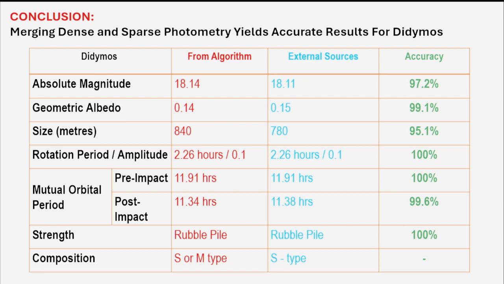And I was able to find the rotation period to be 2.26 hours, and I was also able to find the orbital period. And actually, after NASA's DART impact, the orbital period of this asteroid reduced by 35 minutes, proving that the deflection was successful. And all my results were validated with external sources like NASA, and they validated very closely. And this proved that merging sparse photometry with dense photometry does give very accurate results for Didymos.